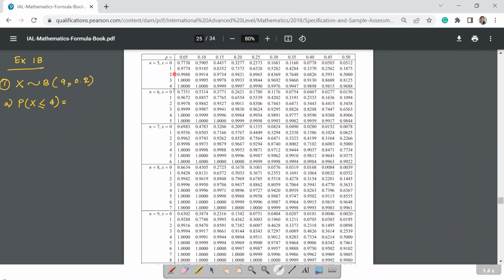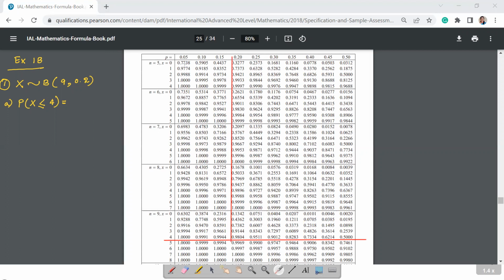Okay, so the n value is 9. We'll have to draw: the n value is 9, the x value is 4. Guys, can you see? I'm drawing a line over that place. So this is the x value, right? The x value is 4. And what's the probability value? The probability value is 0.2.